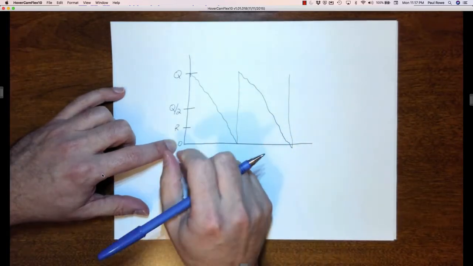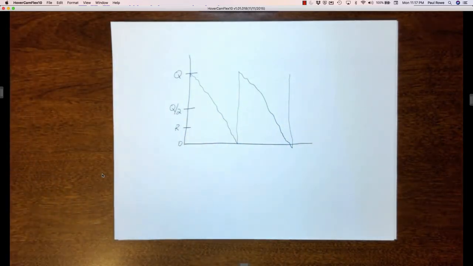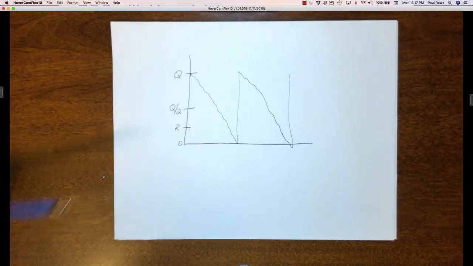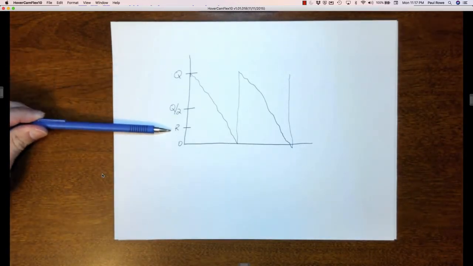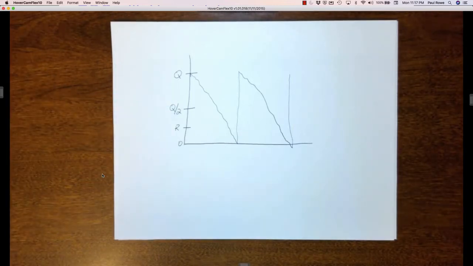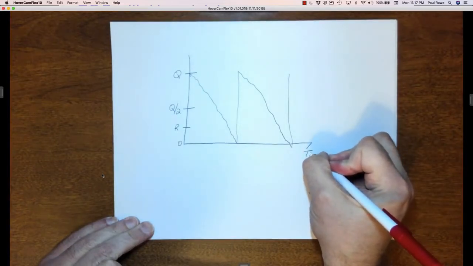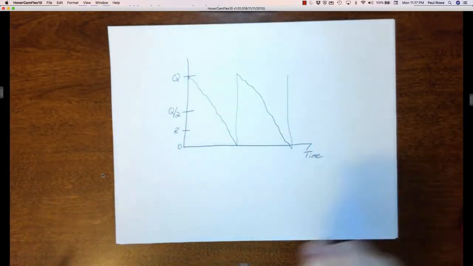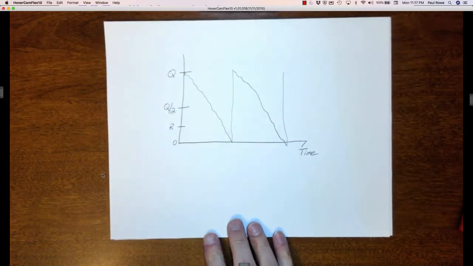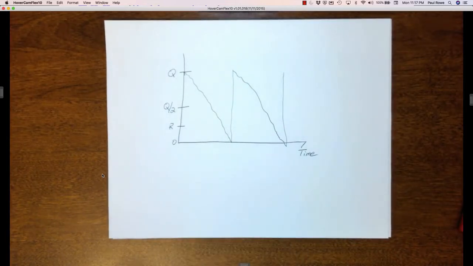Safety stock is a quantity. There's no time unit associated with safety stock, just like with Q or R or even Q over 2. There's no time unit associated with it. Time. Okay.